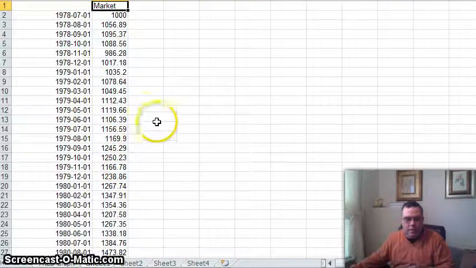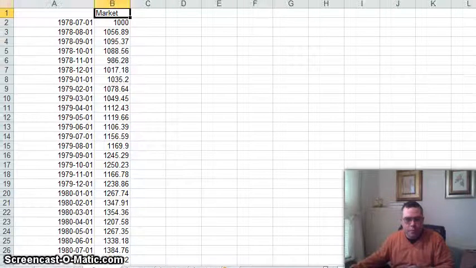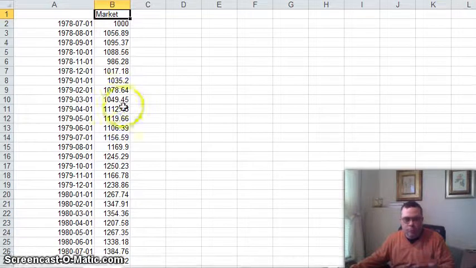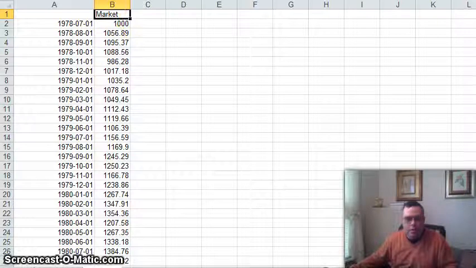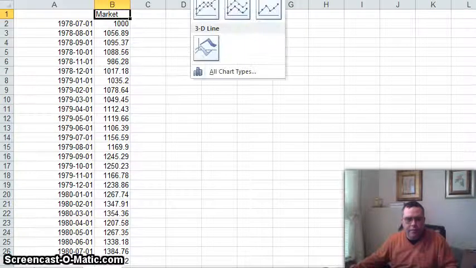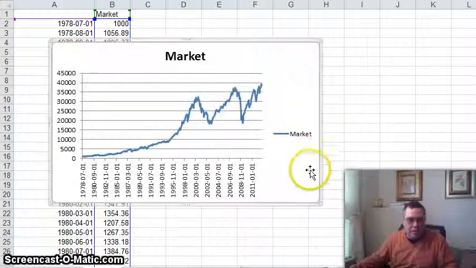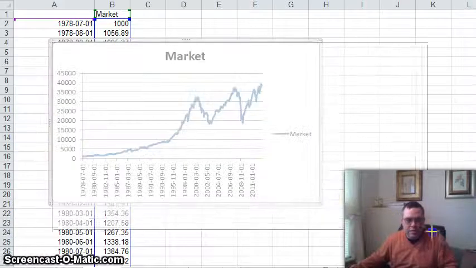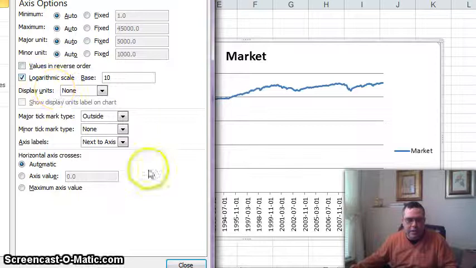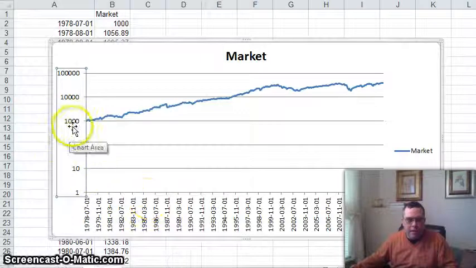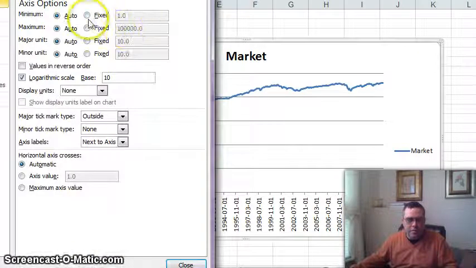I have a second spreadsheet here where I have returns on the U.S. stock market since the late 70s, like I had in the prior one. So real quick, if I make a graph out of this, I'm going to go up and click Insert and do a line graph. It looks like this. This is the dollar value, so it's not in a logarithmic scale, so it's going to grow exponentially. One way to fix that is to click on here and put a logarithmic scale in here, and change my scales a little bit.